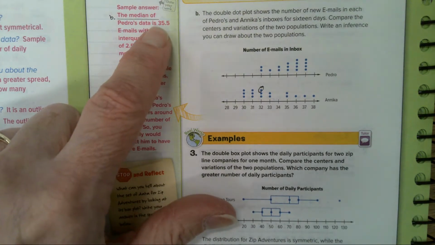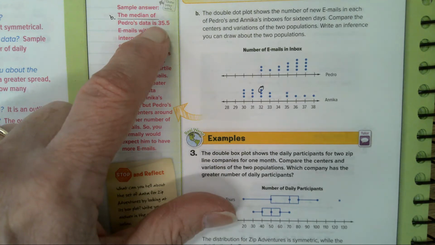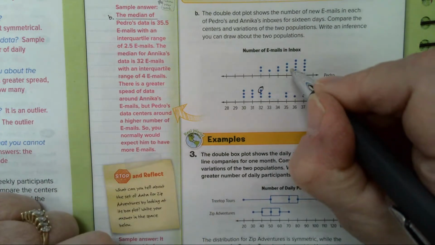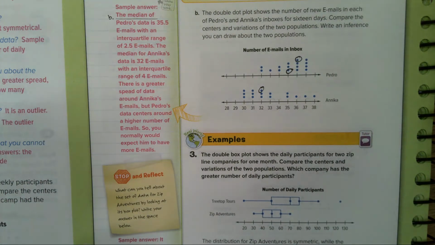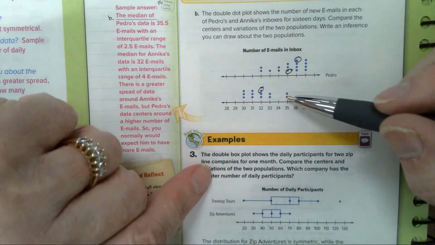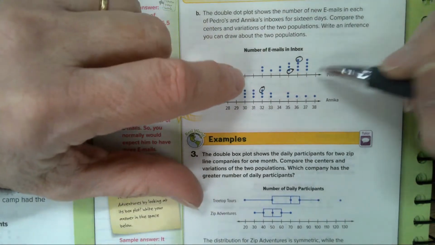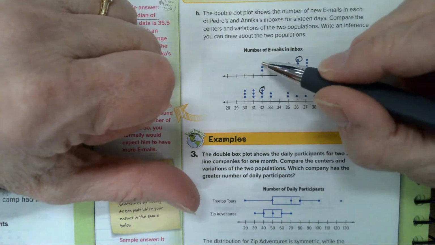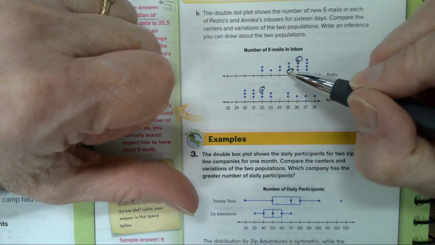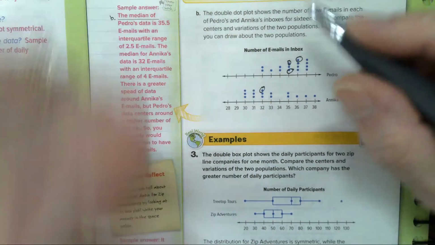Pedro's was 35.5, so it must have been in between 35 and 36 to get 35.5. It's probably this one and this one where they had two middle numbers. No, it isn't. Not for your median, because these are all the same numbers. So 1, 2, 3, 4, 5, 6, 7, 8. 1, 2, 3, 4, 5, 6, 7, 8. It was this one here, because they're even numbers, so it would fall in between there.